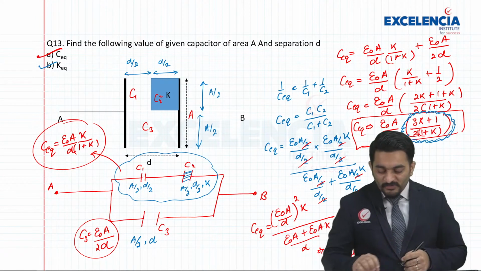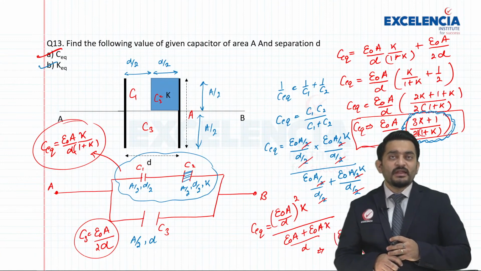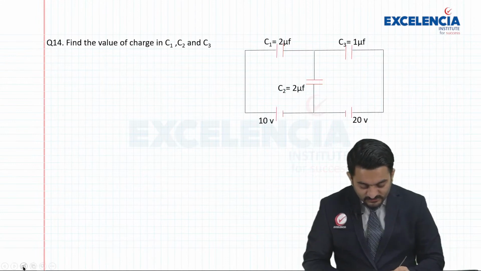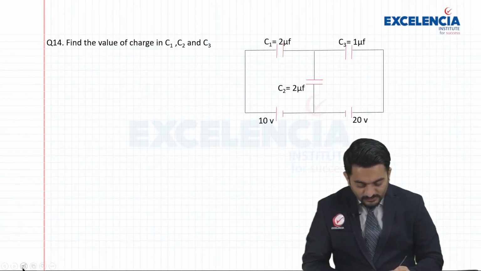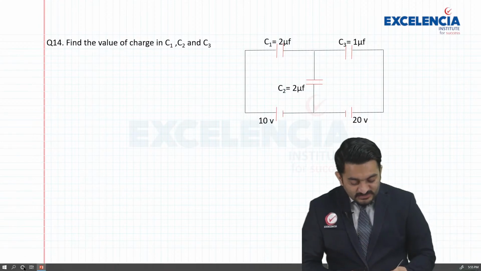Okay, wonderful. So guys, I think this question is clear to you. Then after that, I'll move to the next question. Let's see our next question, which is question number 14. It says: find the value of the charge in C1, C2, C3.